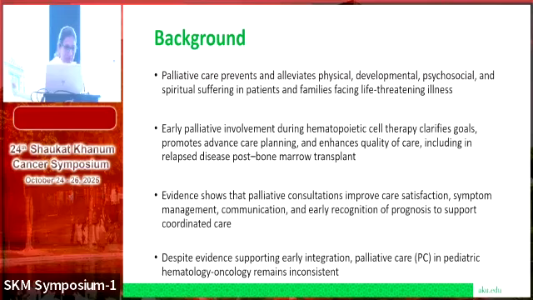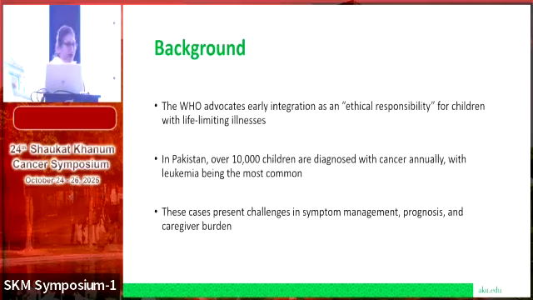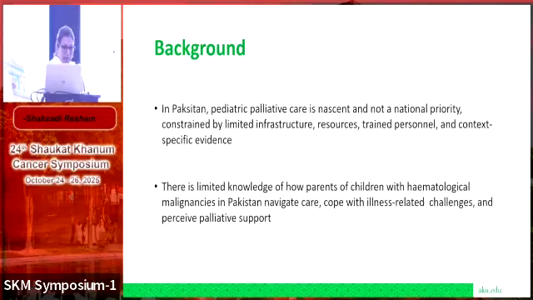Despite evidence supporting early integration, its presence in hematology oncology remains inconsistent. WHO advocates early integration as an ethical responsibility. However, in Pakistan, over 10,000 children are diagnosed with cancer annually, with leukemia being the most common. These cases present challenges in symptom management, prognosis, and caregiver burden. In Pakistan, palliative care is nascent, not a national priority, constrained by limited infrastructure, resources, trained personnel, and context-specific evidence. There is limited knowledge of how parents of children with hematological malignancies in Pakistan navigate care, cope with illness, face challenges, and perceive palliative support.